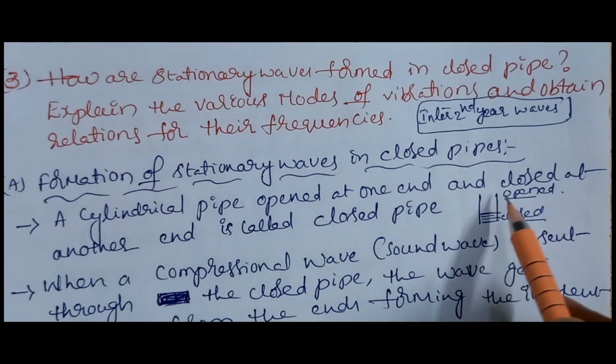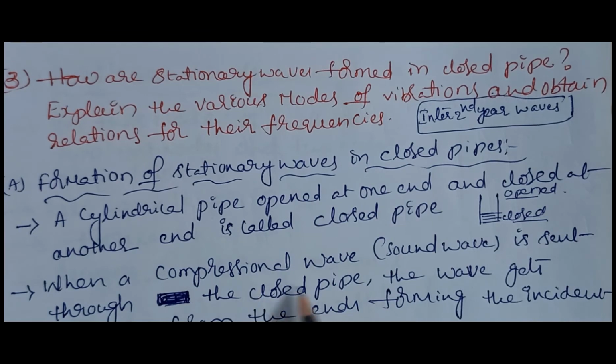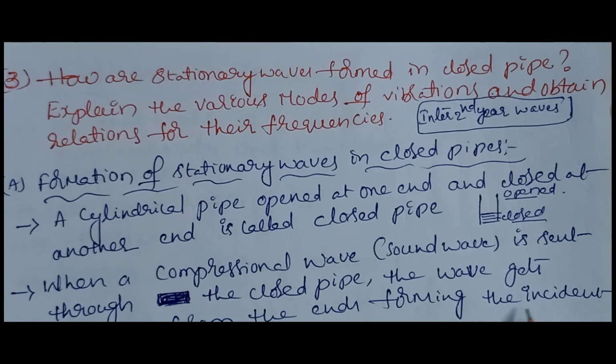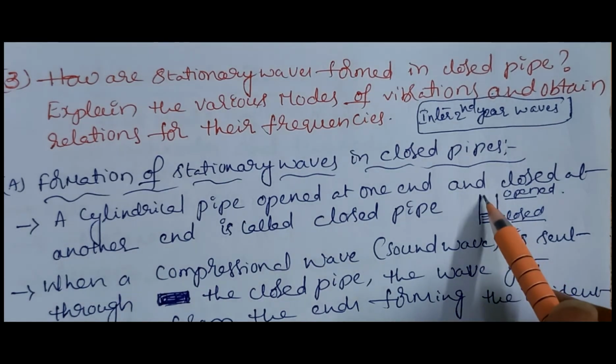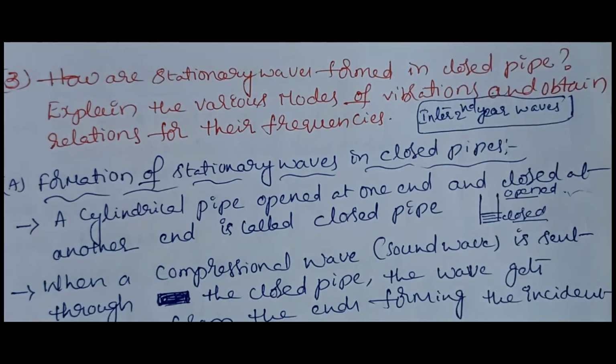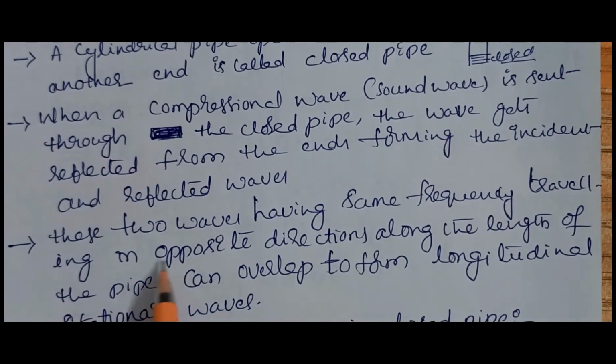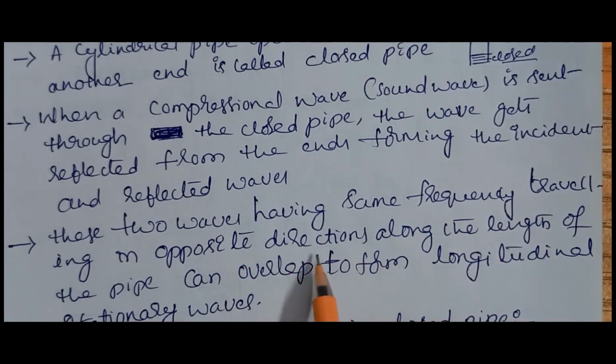Now the closed pipe also has an air column. Here air is present. So when the compressional wave, that is sound wave, is sent through the closed pipe, the wave gets reflected from the ends, forming incident and reflected wave. So these two waves having same frequency traveling in opposite direction along the length of the pipe can overlap, that is, can superimpose to form longitudinal stationary waves.